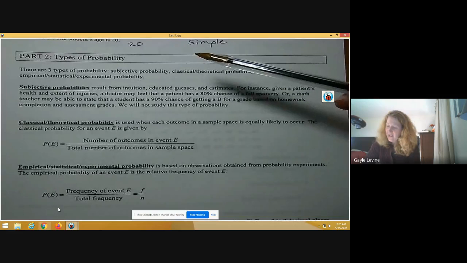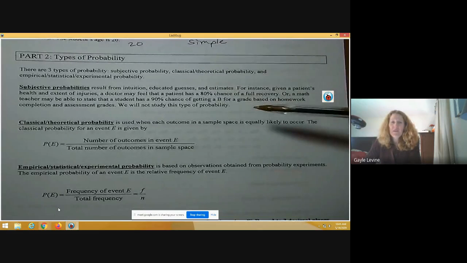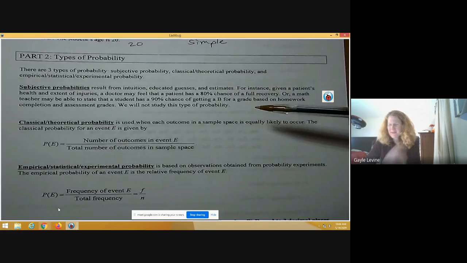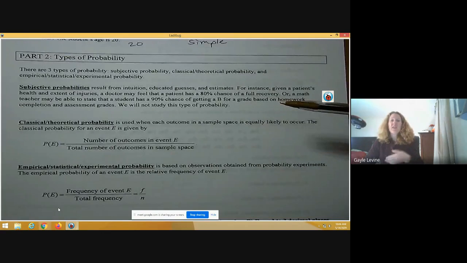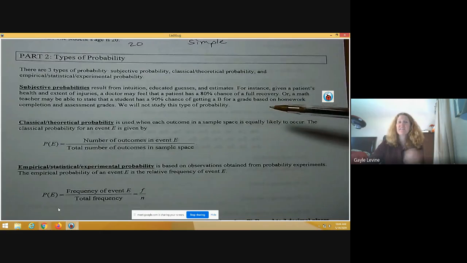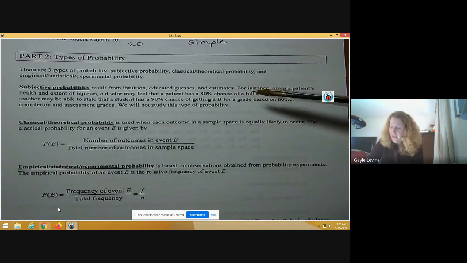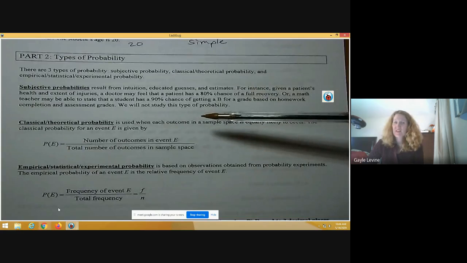Subjective probability, and I'm not going to read this all to you, but that's just saying what's the probability that there's a pandemic in 2020? So if you had asked that in 2019, especially in the first half of 2019, people would have said 0%, right? So that's just kind of making a general guess, but it wasn't actually using actual data. Classical probability is what it should be.